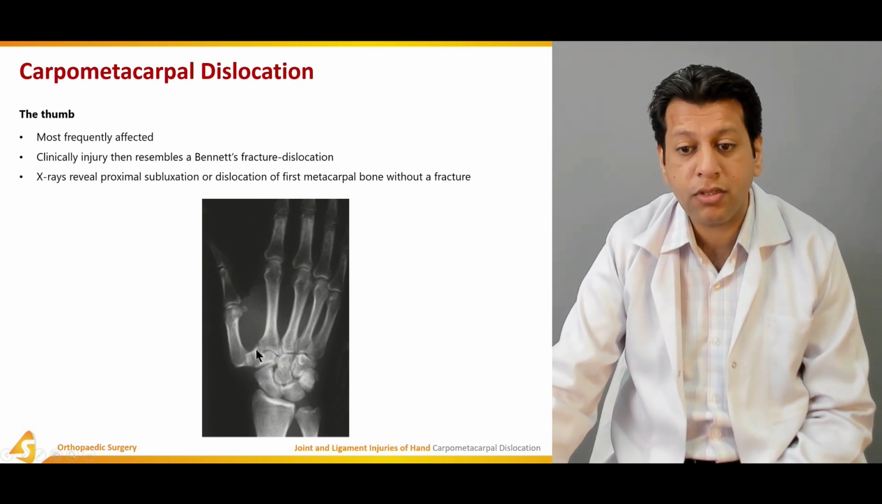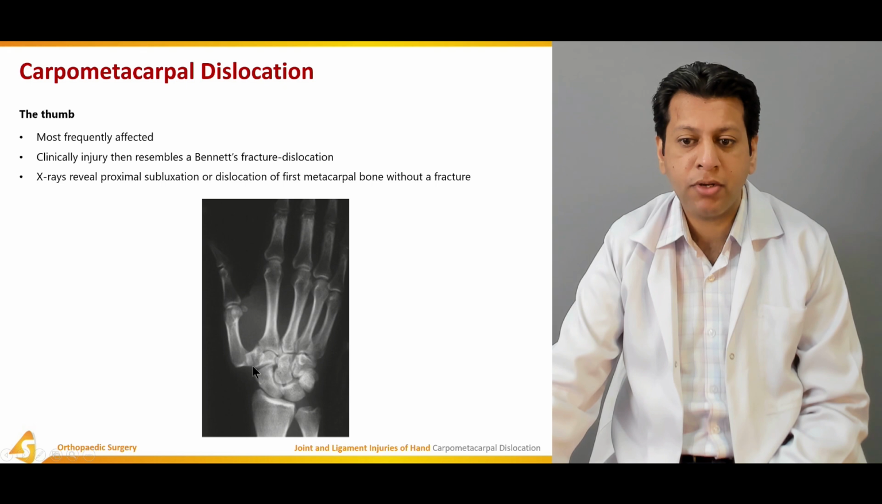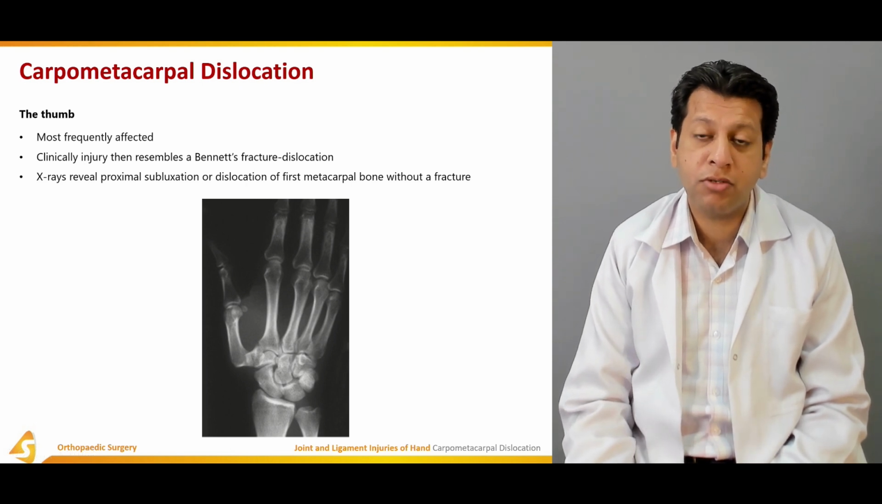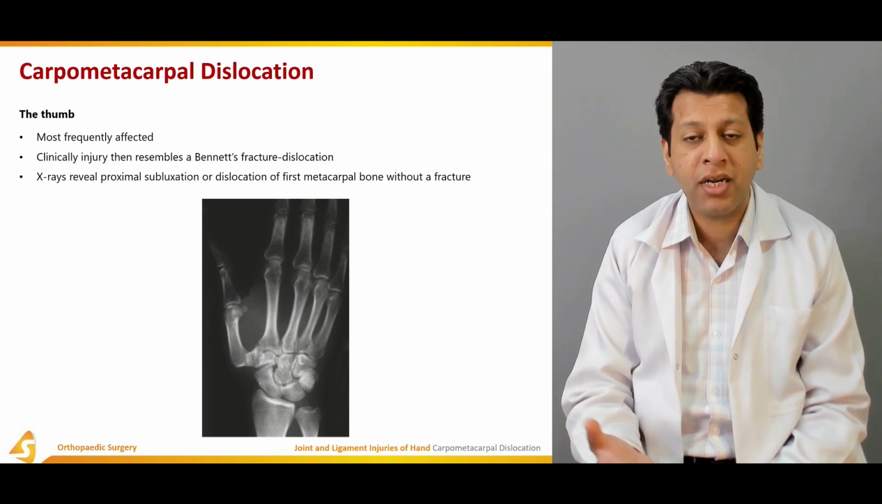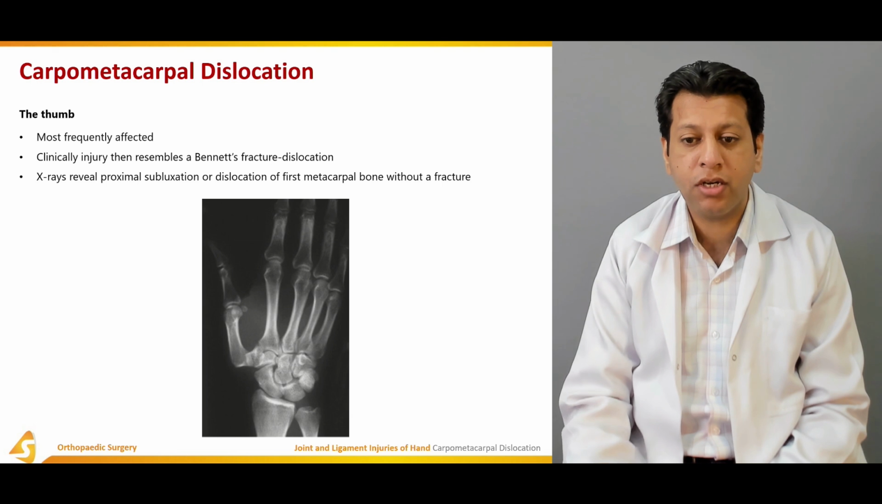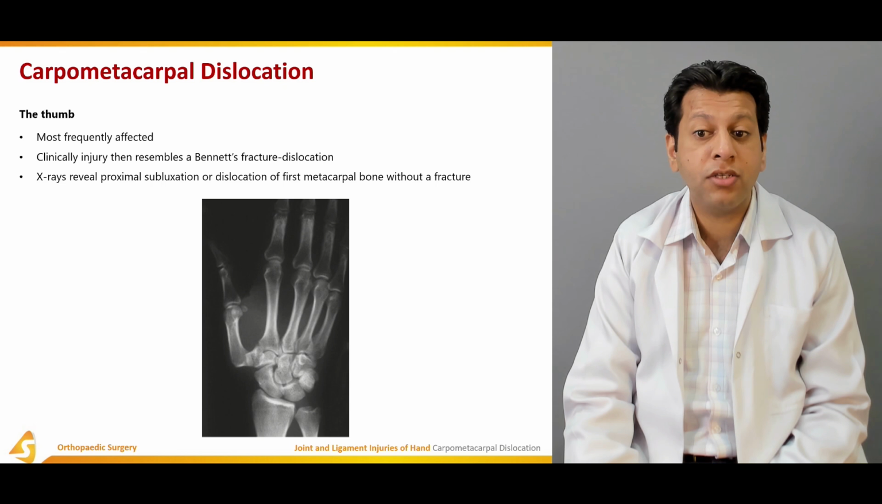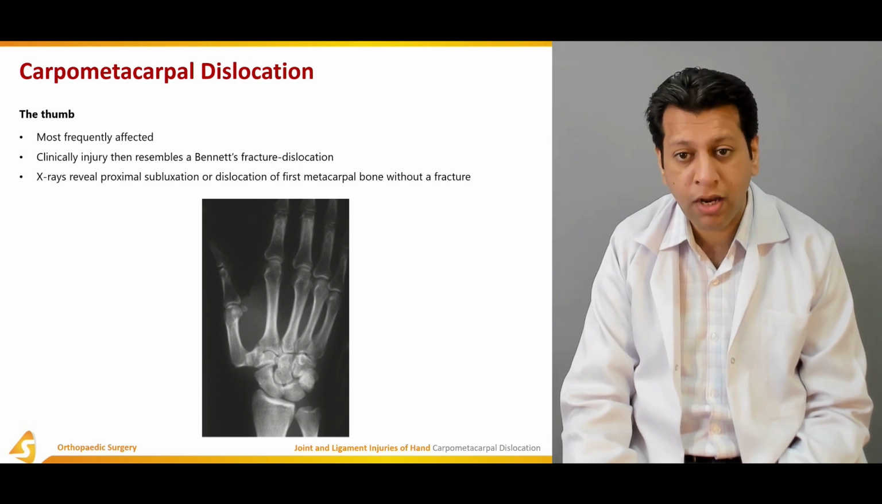If you see over here, this side, this is the area. Now this is from where the metacarpal is starting. If you can appreciate overlap at this point, although there is no fracture, this overlap is normally not present. This means either the phalanx or this metacarpal has gone volarly or dorsally displaced, leading to overlap. And usually the X-ray reveals proximal subluxation and dislocation of the first metacarpal bone without a fracture. Most commonly it is the proximal subluxation leading to this kind of overlap over here.